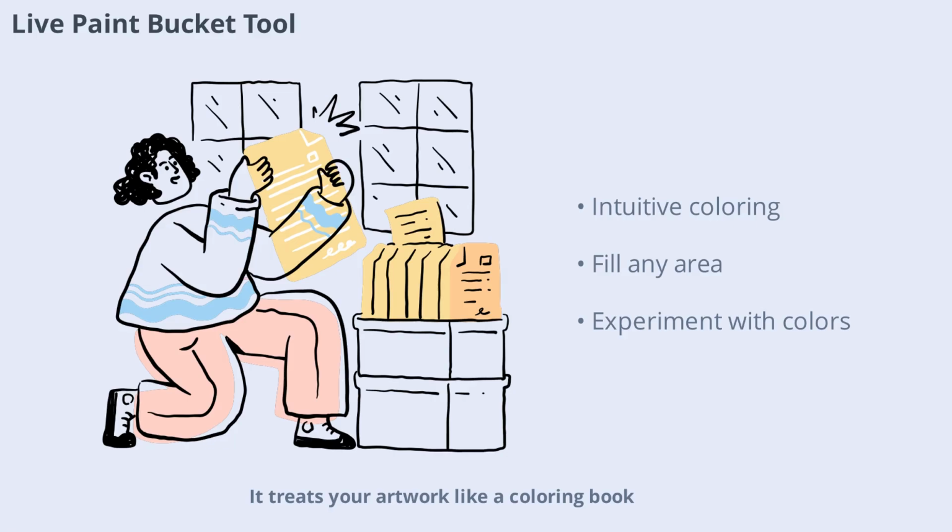It treats your artwork like a coloring book, allowing you to fill any enclosed area with color regardless of how the paths are constructed. This is perfect for comics, cartoons, and detail vector art. The tool automatically detects regions, so you can quickly experiment with different color schemes. Live Paint speeds up the coloring process and encourages creative exploration.